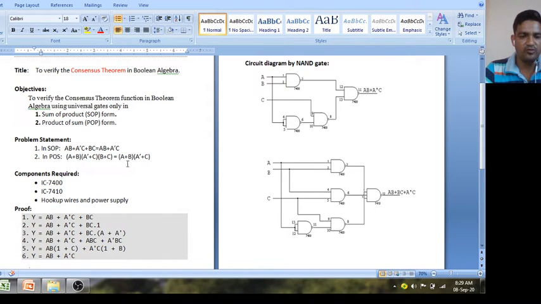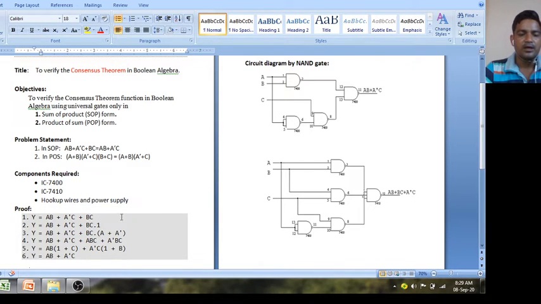Similarly, in POS form, A plus B, A dash plus C, B plus C equals A plus B, A dash plus C. Just take the dual: change dot by plus and plus by dot. And suppose you have to perform this in the lab. For this you require two ICs. One is 7400, a 2 input NAND gate, and 7410, a 3 input NAND gate IC.